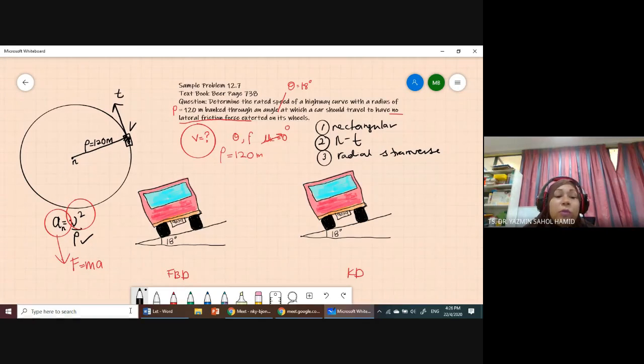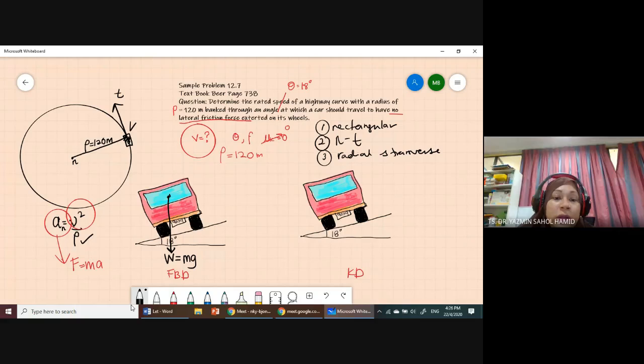So how do we draw the free body diagram? Number one, for this question, the free body diagram, we will have the weight. The weight will be at the center. It will point vertically downwards. This will be the weight. Weight equals mg.